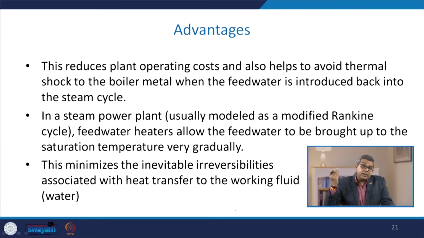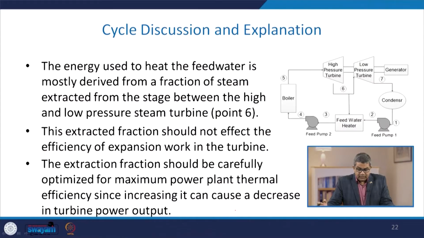In a steam power plant, usually modeled as a modified Rankine cycle, we have already discussed this Rankine cycle. The feed water heaters allow the feed water to be brought up to the saturation temperature gradually. This minimizes the inevitable irreversibilities associated with the heat transfer to the working fluid. Here we are using the working fluid, the water. Since we are using different cycles like the Rankine cycle, Carnot cycle, etc., let us have a brief discussion about the cycle and explanation.